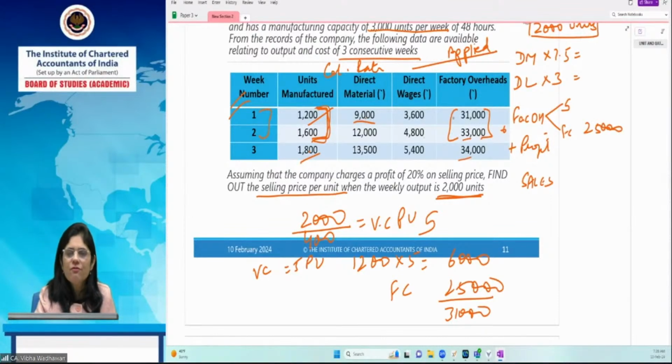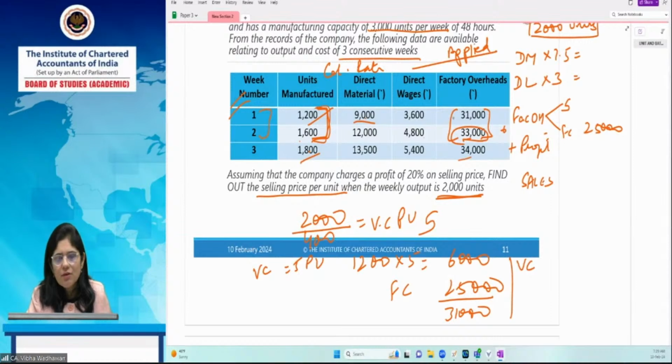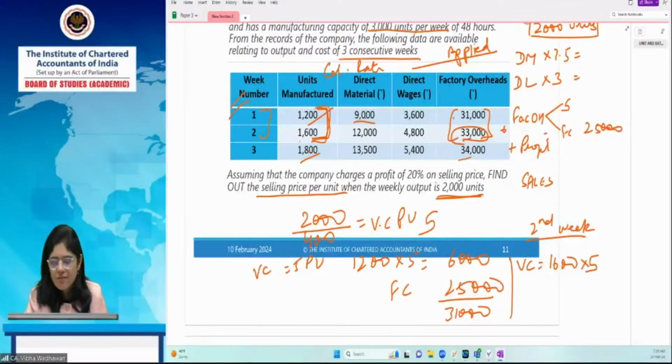You can check with the second week also. 33,000 is the total. 1,600 are the units. So first the variable cost for the second week. Variable cost, 1,600 units; we have calculated it's 5 per unit. So it will be 8,000. Variable cost is 8,000. Total is 33,000. The fixed cost will be 25,000. I'm just explaining to you, the answer will be the same.